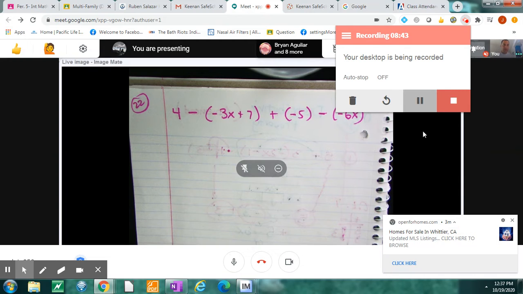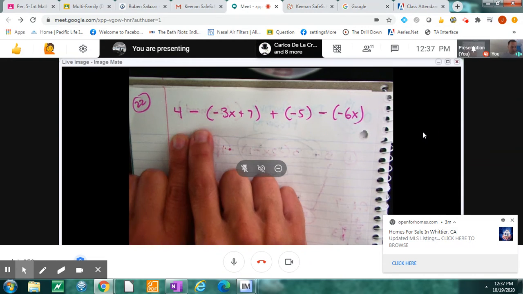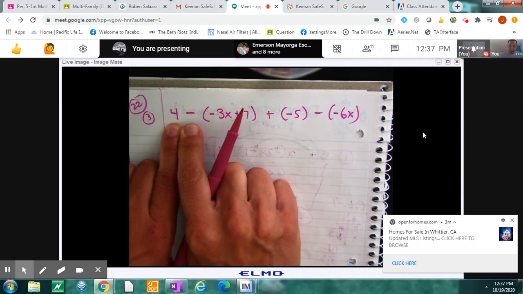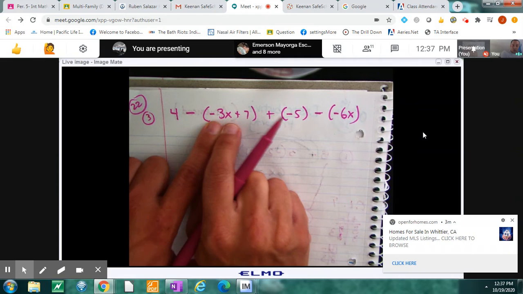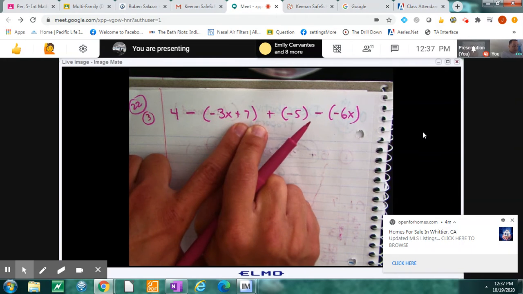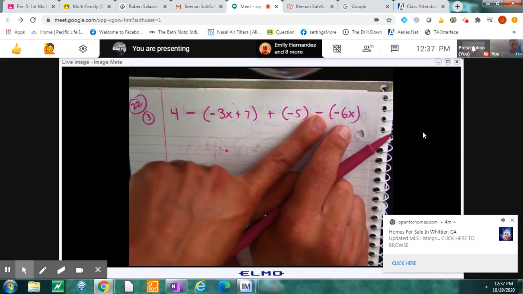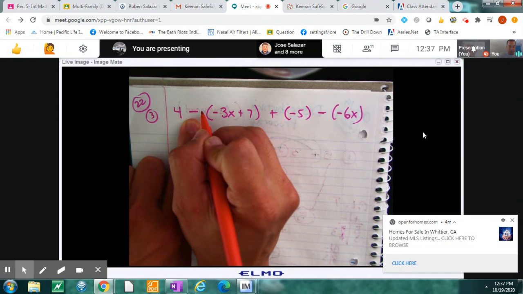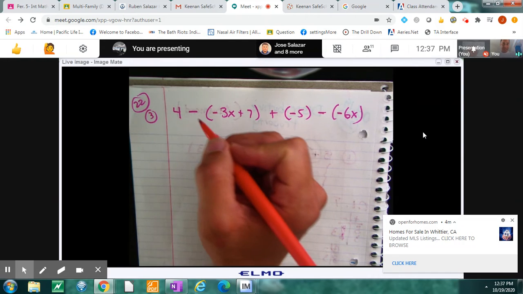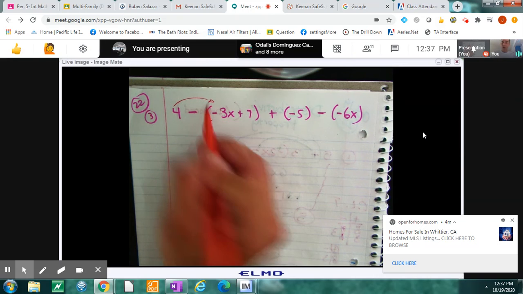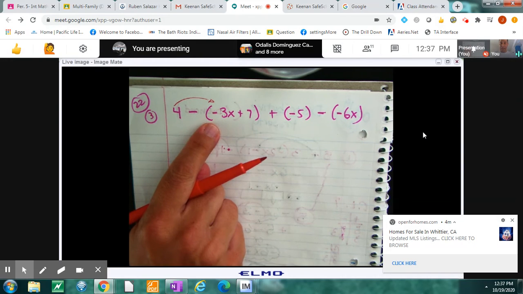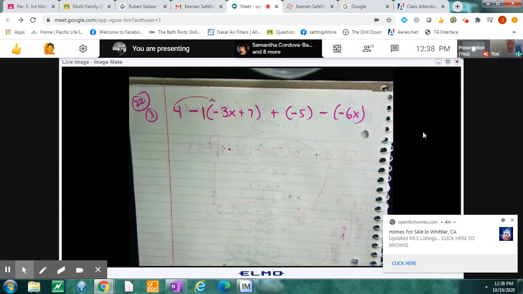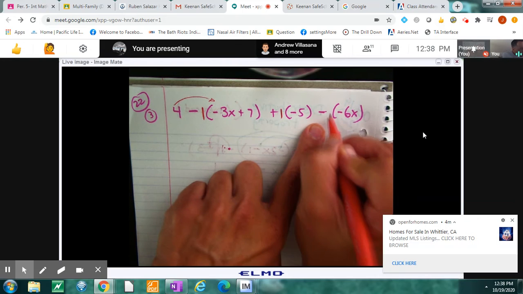All right. So the next one we're going to do is as follows. This is number 3. And remember, this one is 4 minus a minus 3x plus 7 plus negative 5 minus negative 6. Now, if you sometimes get confused, see how there's a minus? You could always put a 1. Some kids do this. No, don't. It's not 4 times negative 3x. It's 4 minus. So I'm just going to put a 1 right there.